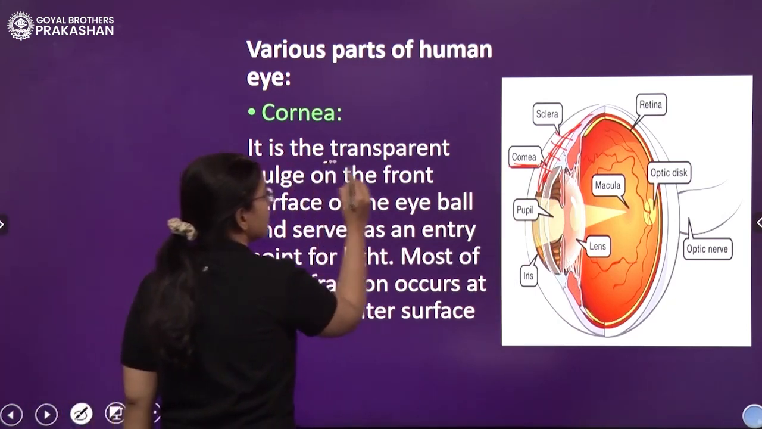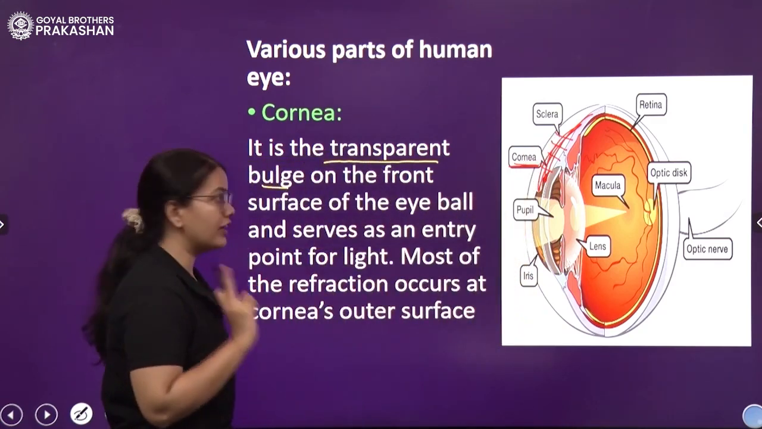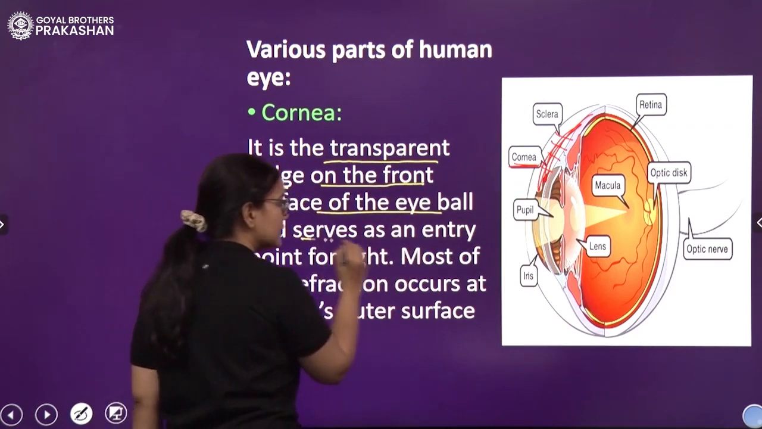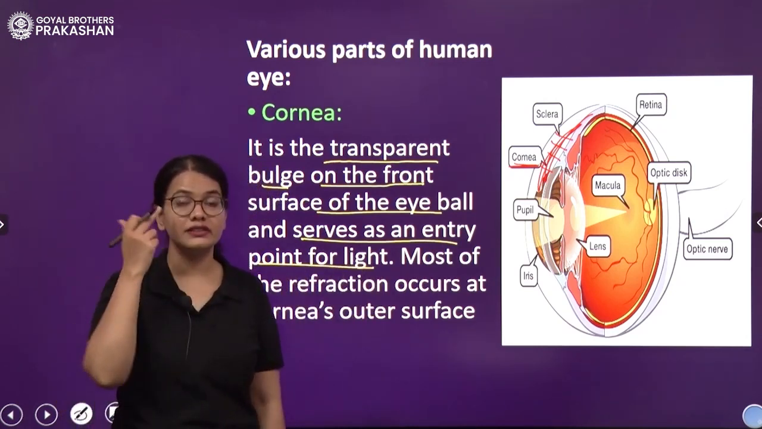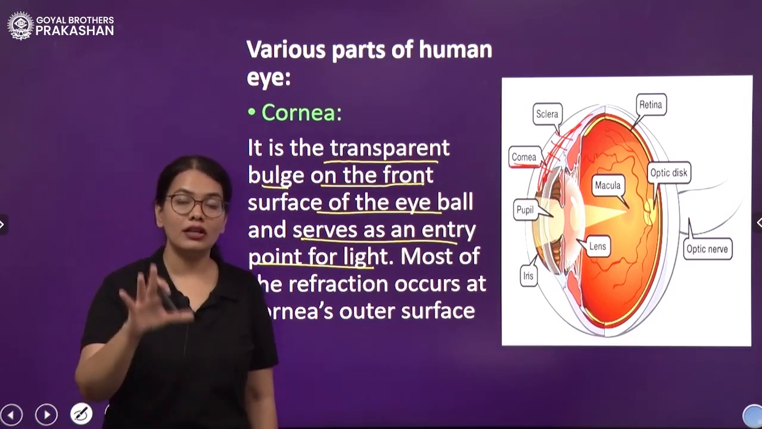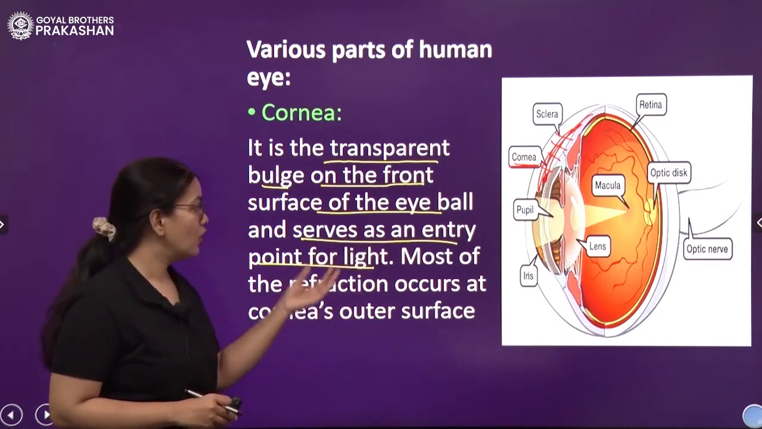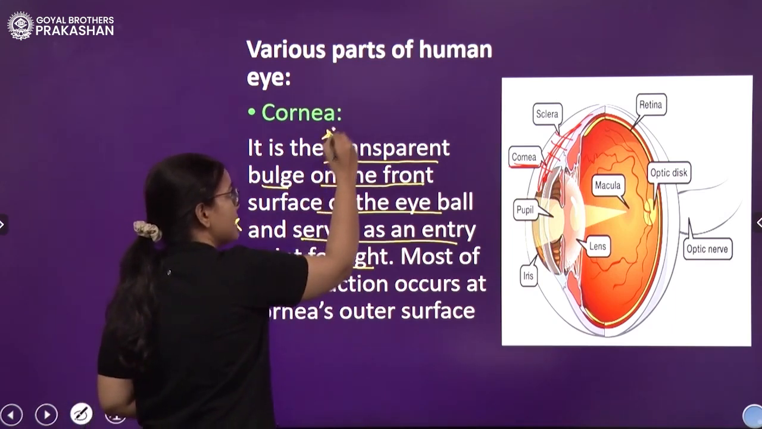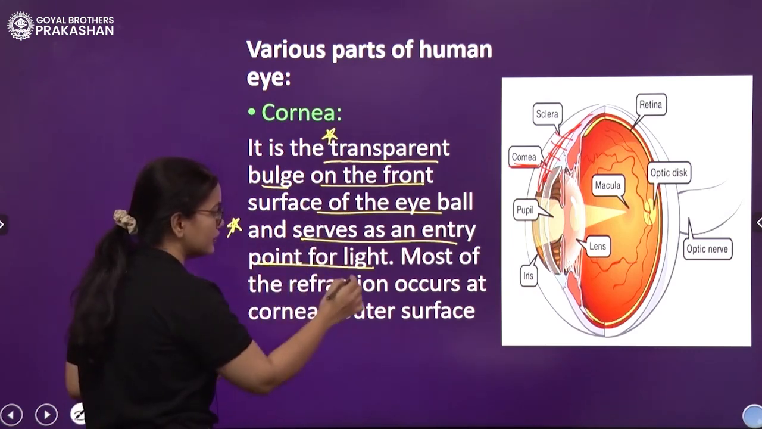Cornea is the transparent bulge, right? This transparent bulge that you see, that is cornea, on the front surface of the eyeball, and it serves as an entry point for the light. This cornea, which is there in front of our eyes, is transparent, and we know in a transparent medium all the light enters as it is. So this medium acts as an entry point of the light. Very important. First point is that it is transparent. Second, that it is in the front of the eyeball and it serves as the entry point for the light.